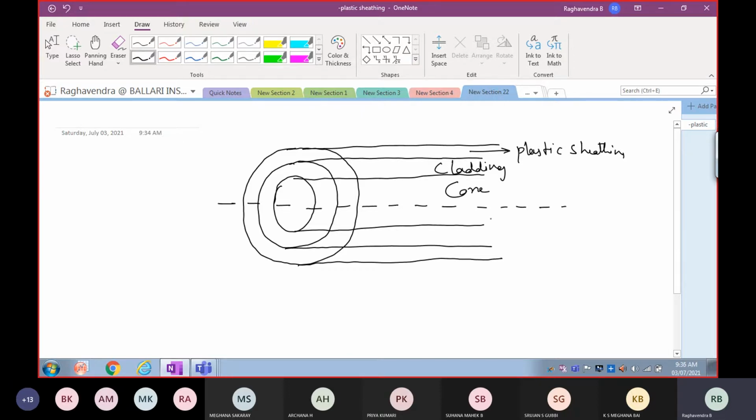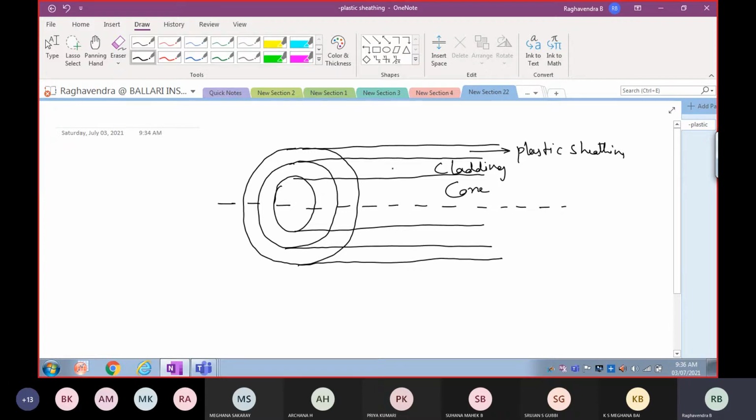Okay, see, it is a thin, flexible fiber made up of a transparent dielectric material which is able to guide visible and infrared light over a long distance. So that is the definition of the optical fiber.